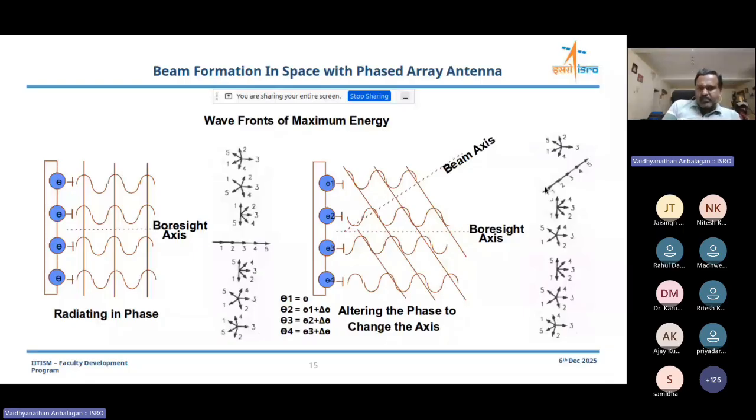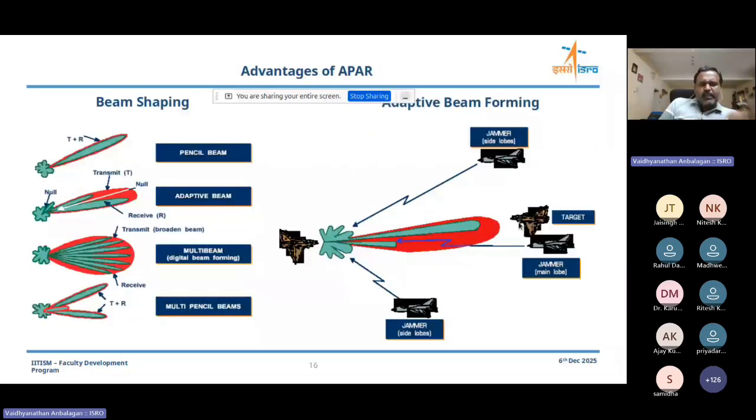So electronically, by varying the phase shift, the beam gets shifted to the required direction. Here the advantage is that we can adaptively switch the beam from one direction to another, and also shape the beam in whatever way we want. As we saw earlier, by using tapering and other techniques, you can shape the beam as you want. We call it a pencil beam, a very narrow beam where all the maximum energy radiated by the transmitter is put towards one particular direction.